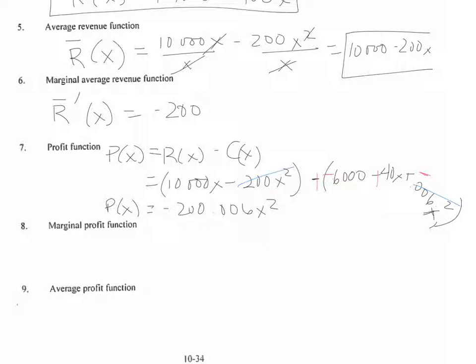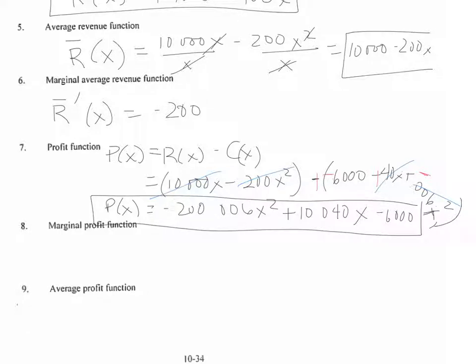Do we see two different x terms? I do. I've got 10,000x plus 40x. So would you agree that's 10,040x? So that and that. And then what else do I have? Yeah, minus 6,000. That is my profit function.